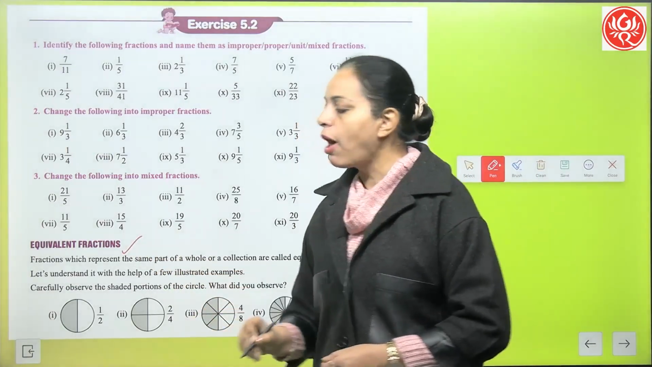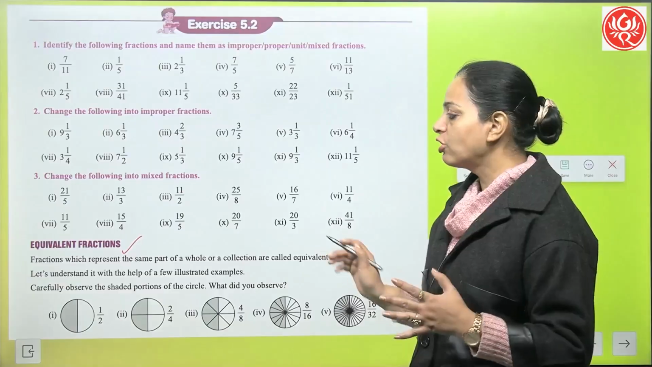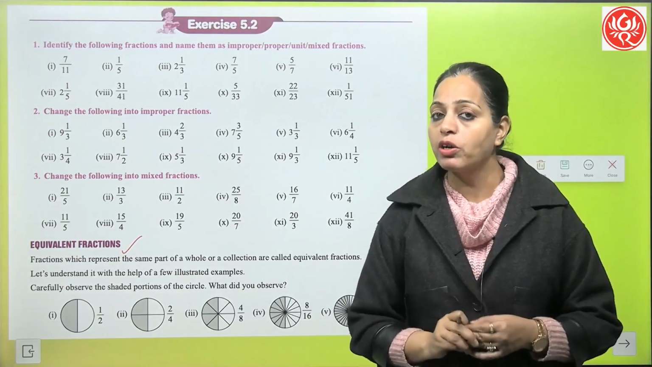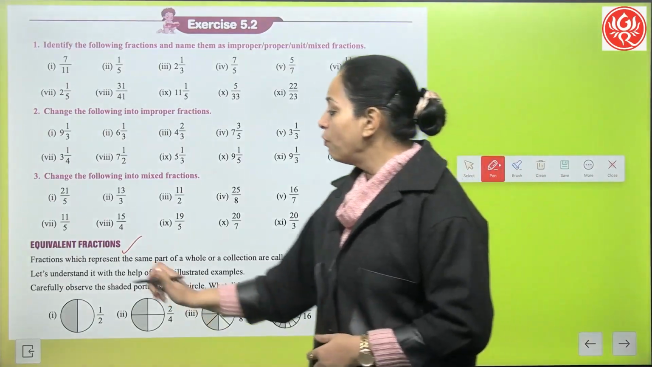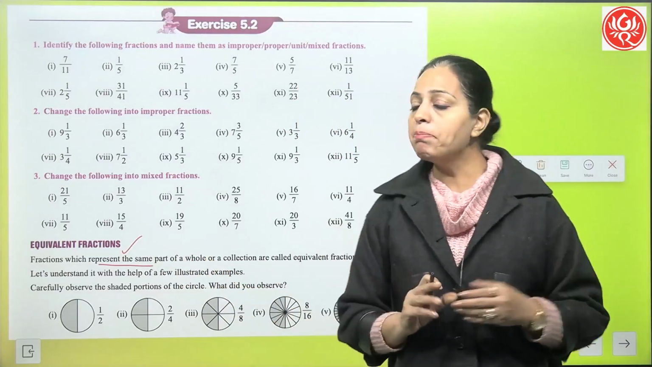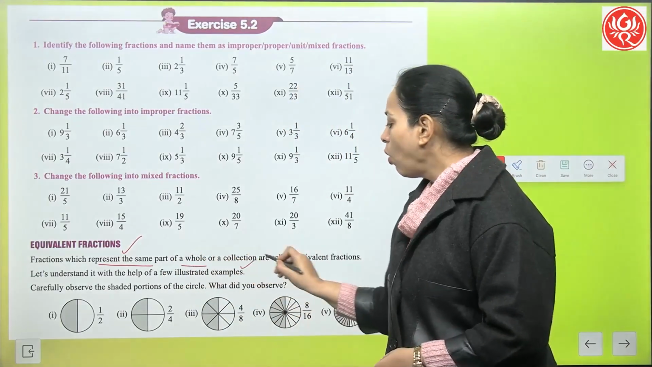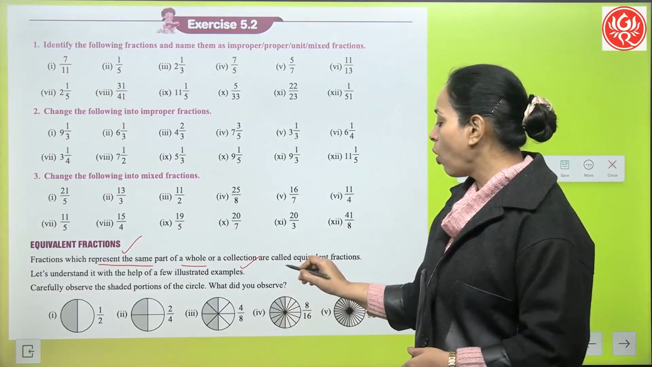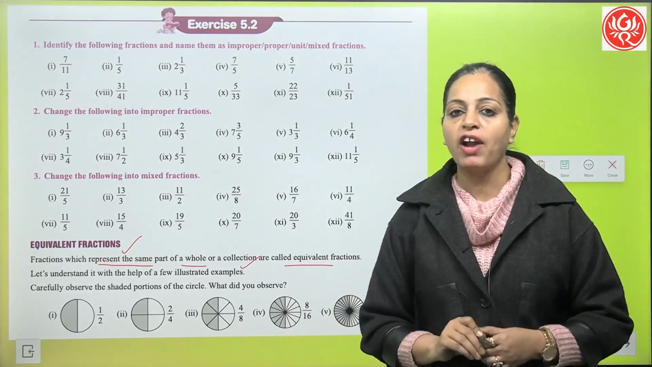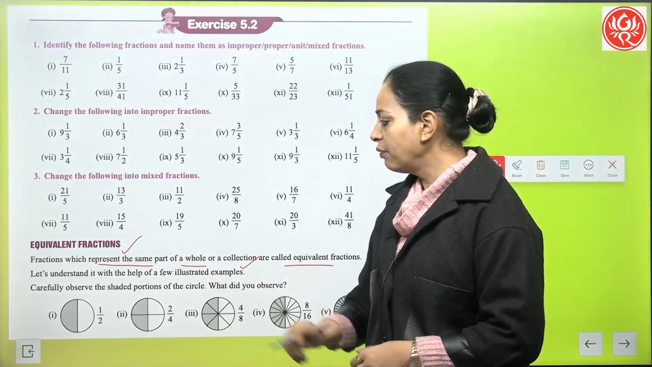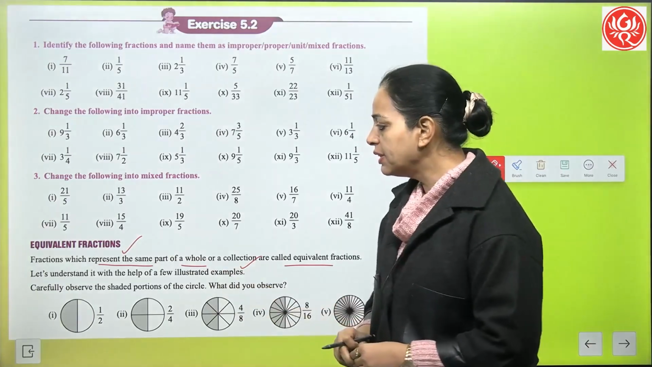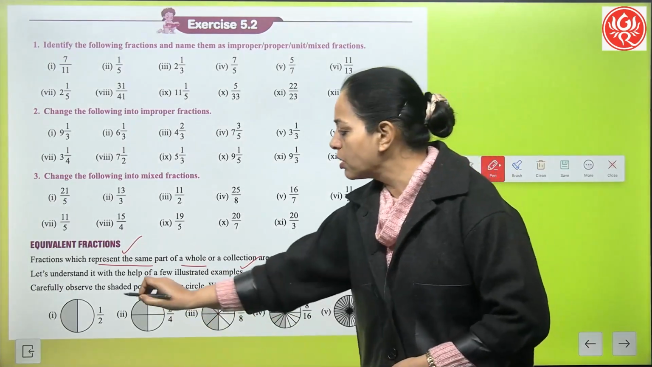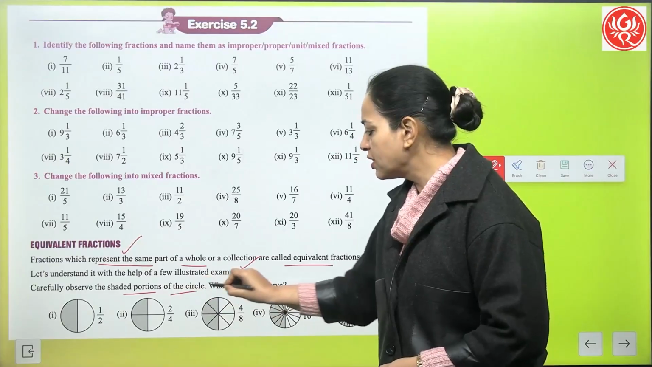Now we are talking about equivalent fractions. Very, very important. Fractions which represent the same part of a whole or a collection are called equivalent fractions. Let us understand with the help of a few examples. See. Carefully observe the shaded portions of the circle.